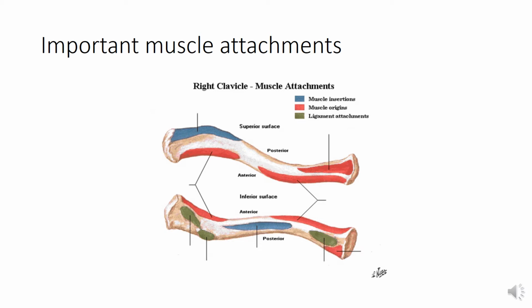Now the important muscle attachments to the clavicle. The important muscles which are attached to the clavicle are the sternocleidomastoid muscle, the pectoralis major muscle, and the trapezius. So these are some of the important muscles which are attached.